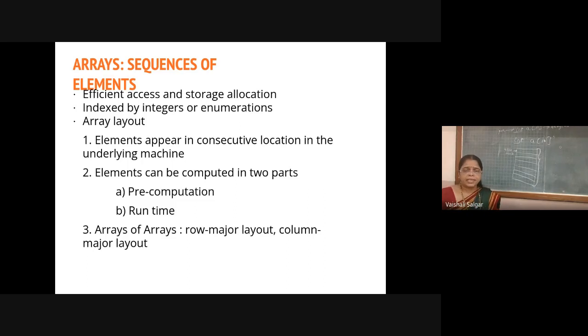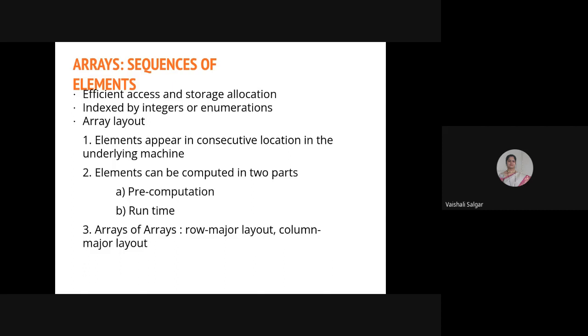Okay, so whenever I'm saying array, I will be able to easily access any element from that particular array. So elements appear in consecutive locations in the underlying machine. Elements can be computed in two parts. Meaning, over here when I'm saying int A of 10, it will be computed at compile time. So the array elements can be computed in two parts, pre-computation and at runtime. In the coming slides, I will let you know what pre-computation and runtime are, which we will see in detail.